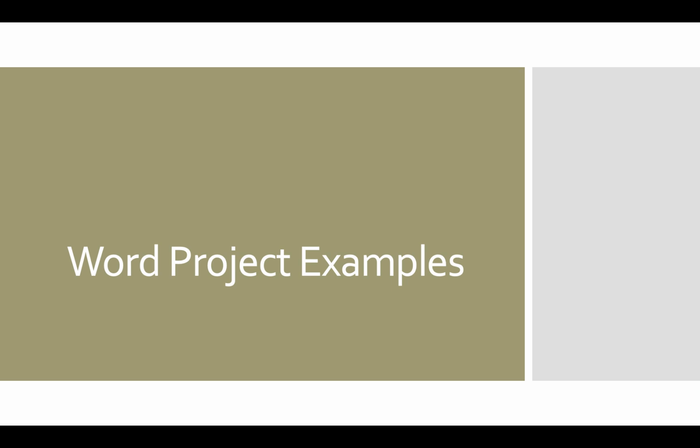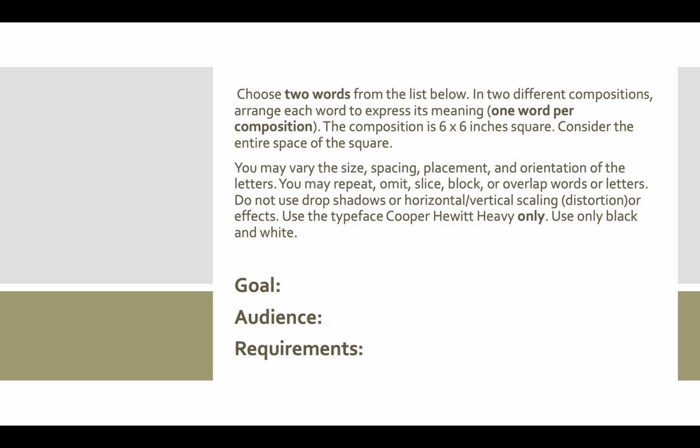So our first project is that we're going to have a list of words. These words are around space and how space is used. You're going to pick 2 words from the list, and you're going to make 2 compositions, 2 images. There's going to be 1 word per image. It's a 6-inch by 6-inch square. We're going to work together in Canva to get that set up. I want you to think about all of the space and how you use the space. I'm going to show you some examples at the very end.